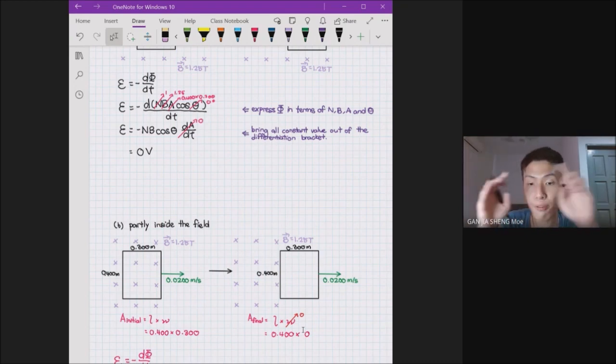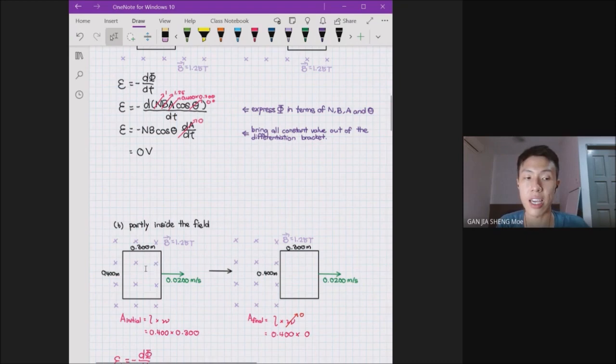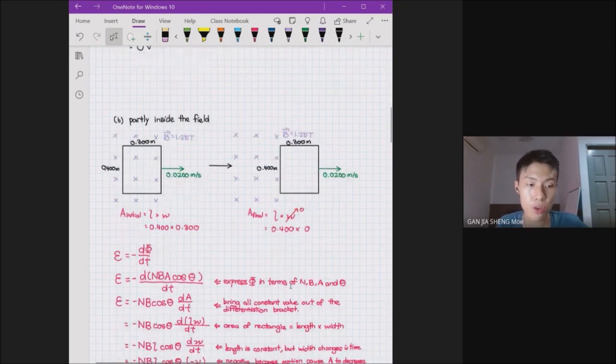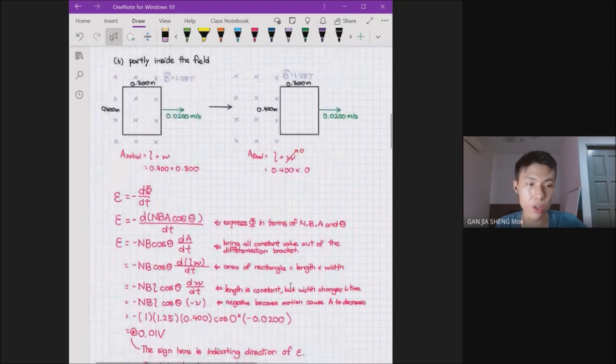Okay, it's not just the physical area that we are talking about. We are talking about the area that is experiencing a magnetic field, and in this case, the area experiencing the magnetic field is decreasing. So if we proceed to solve this question, how will we solve it?